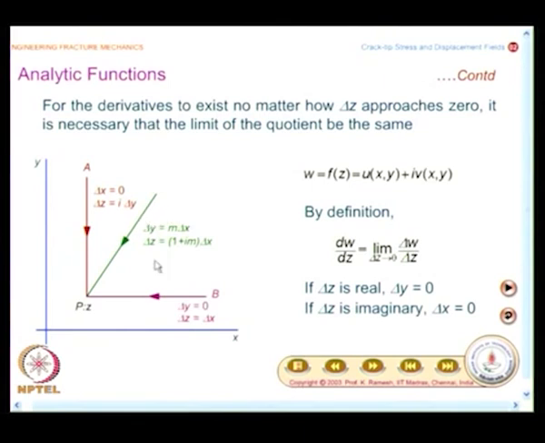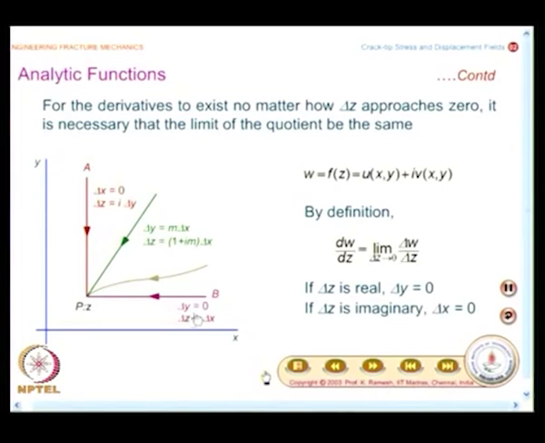You could have a case where both delta y and delta x change. So, they are related like this. It is a linear relationship, or it could also move in a curve. So, now what we want to ensure is, whichever way delta z approaches 0, I must have a unique value of dw by dz, which enforces certain conditions between the real and imaginary part forming the complex function.